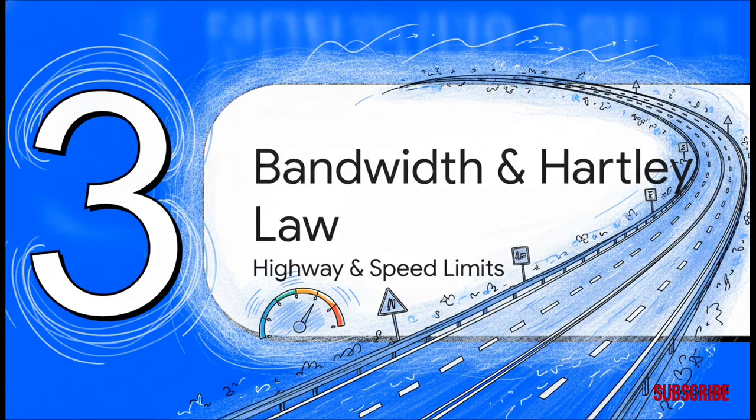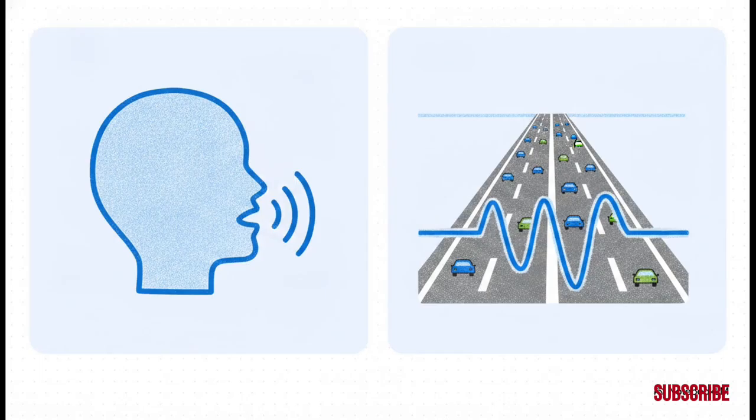Section 3, Bandwidth and Hartley's Law, the highway and speed limits. So once our modulated signal is fully built and ready to rock, it needs a physical highway to travel on. This brings us to bandwidth, and we need to distinguish between two types here. The baseband bandwidth is just the size of our original message. It's the range of frequencies present before any modulation happens.